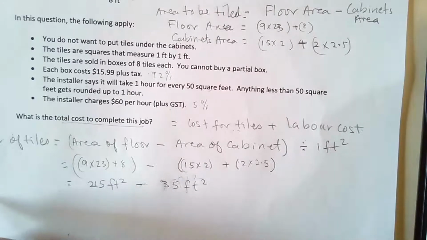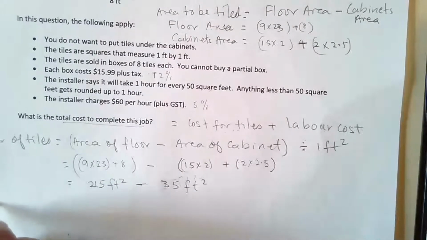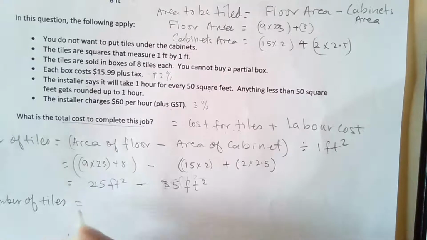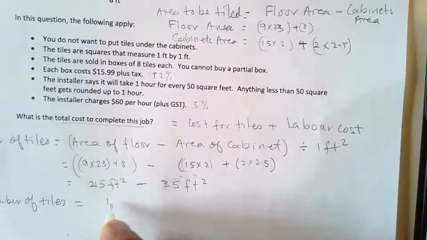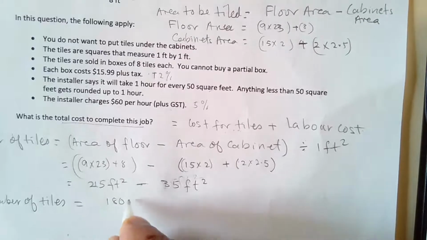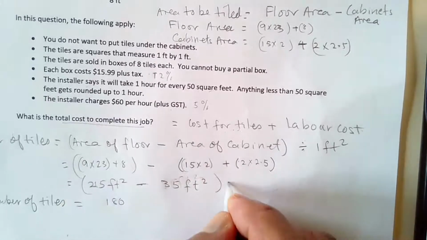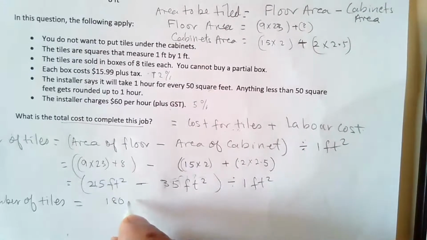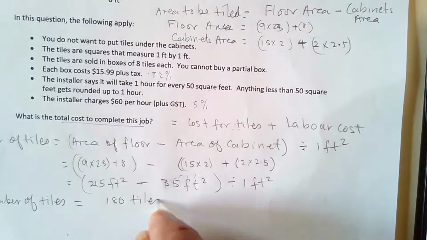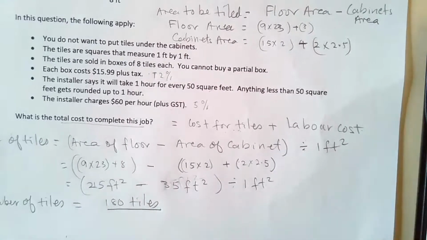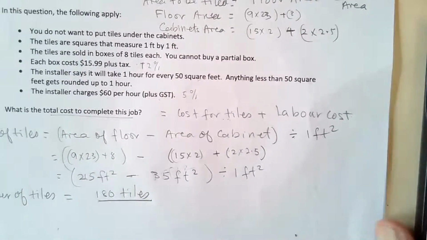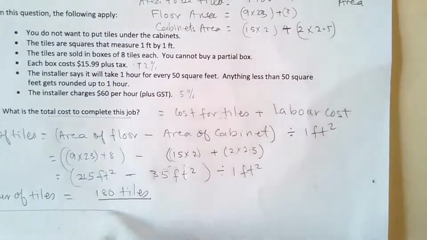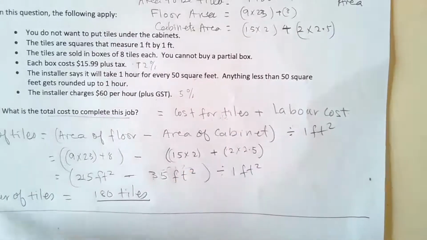So number of tiles, so we can get that here, number of tiles is equal to 180, because if you do this divided by 1 square foot, right? So 180 tiles. That will be equal to number of tiles. So the number of tiles we need is 180. Now the cost for the tiles, we need to find that. That's what we're getting into here.